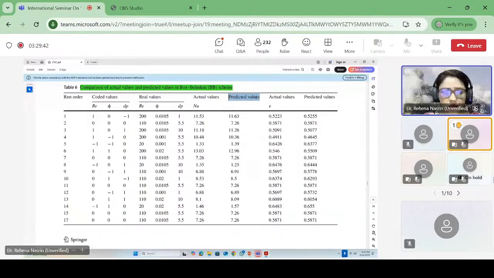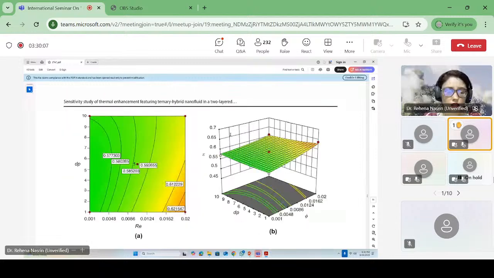And these are the surface plots of 2-dimensional and 3-dimensional analysis. And this is the ANOVA, analysis of variance. We get this coded equation for Nusselt number ANOVA analysis, and for thermal efficiency we get equation 21, the ANOVA table for Nusselt number and the ANOVA table for thermal efficiency.